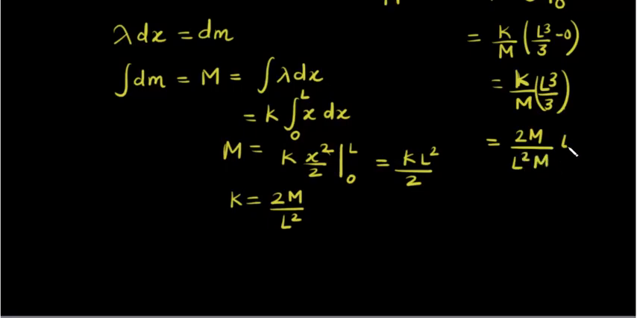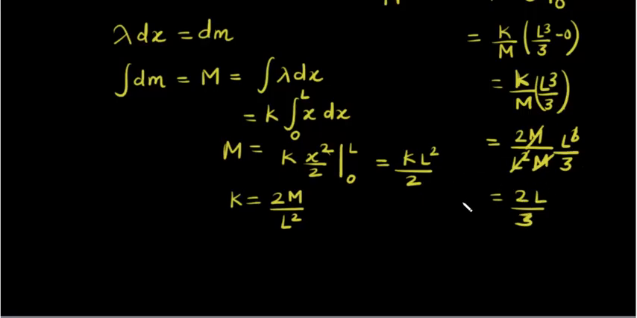This is m, this is L cube by 3, right? So this 2m by L square will get cancelled with this one. This m and m get cancelled. So we will get 2L by 3, right? This will be 2L by 3.